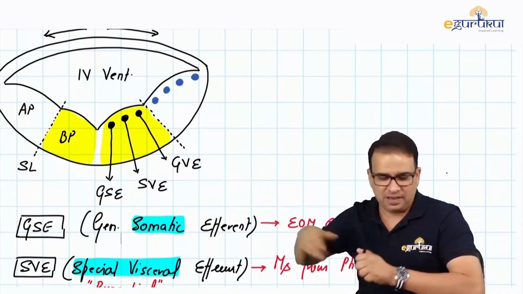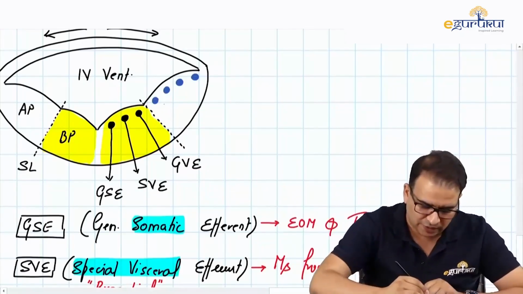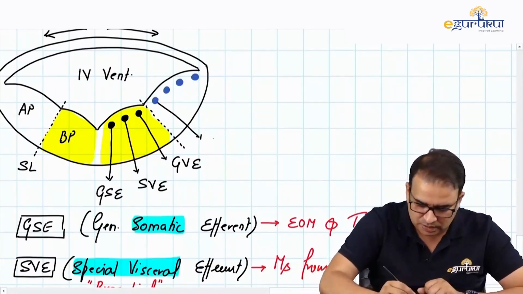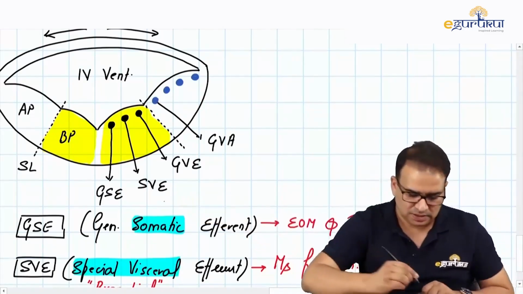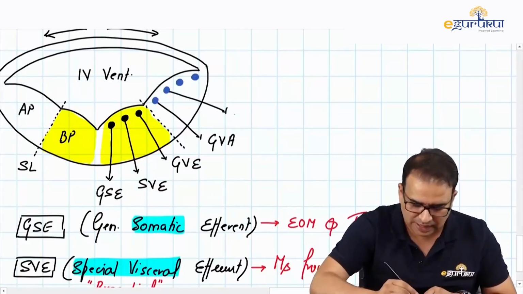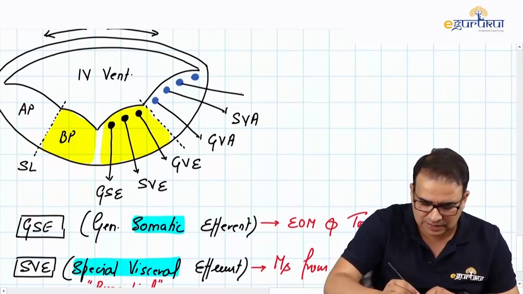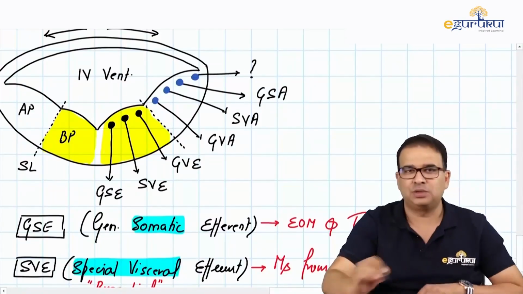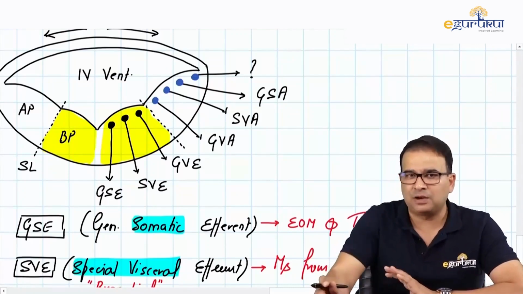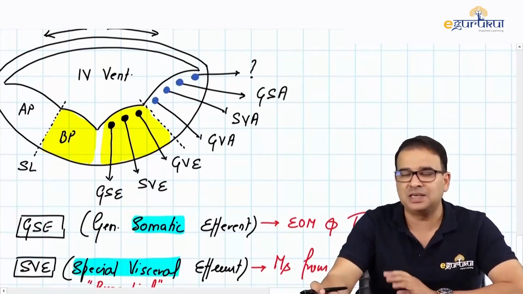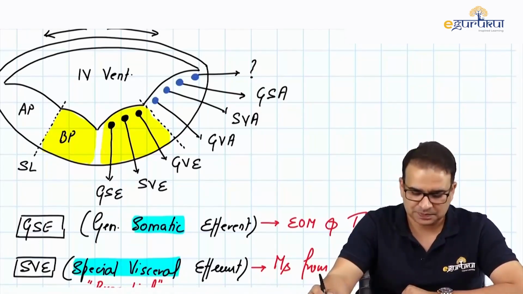Like we have a GVE here, correspondingly we can write GVA. Like we have an SVE here, the next one we'll write is SVA. Then we have GSE, and this here is a GSA. But despite that, there is one more column left, and I'll come to that. I'm just putting a question mark here; we'll come back to it. GVA, SVA, and GSA.